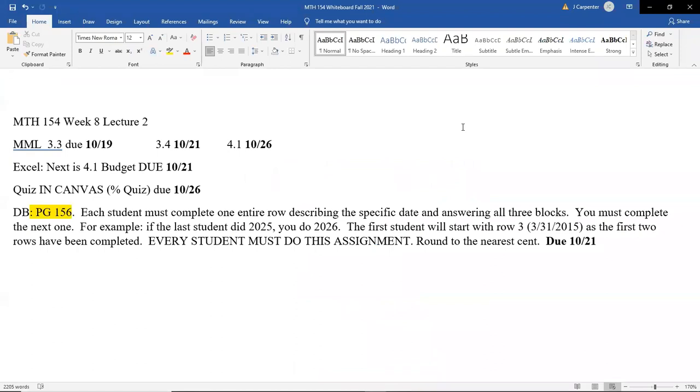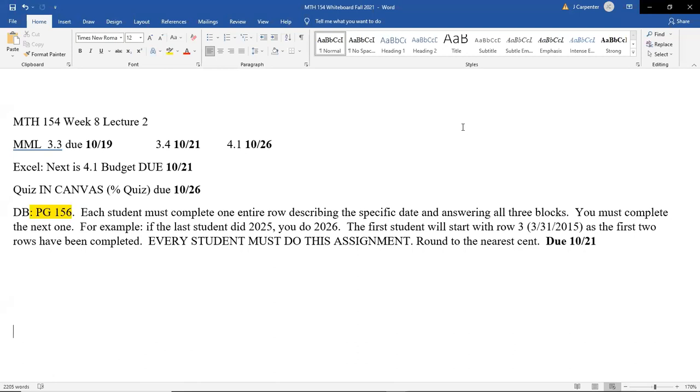So 3.3, 3.4, all due. We've previously discussed those. We are going to start and finish 4.1 today. So that new due date for you is going to be on the 26th, with 3.3 the 19th, 3.4 the 21st, as we previously saw.